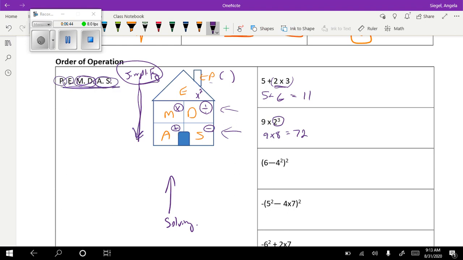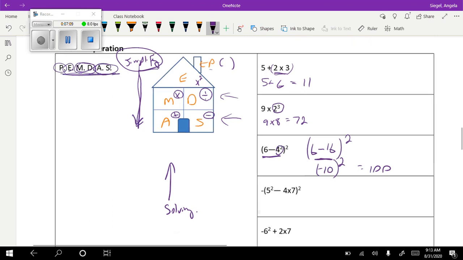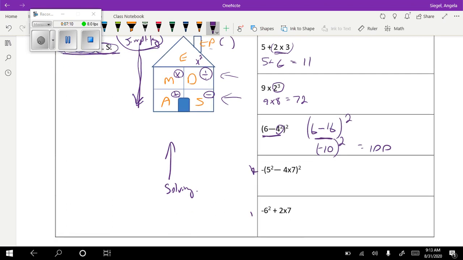Here we have a lot of things going on. We have parentheses. That's the first thing I noticed. But inside the parentheses, we have an exponent. So I'm going to do that first. So 6 minus 16 squared. Now I'm going to work inside the parentheses. So negative 10 squared is positive 100. Okay, so go ahead and try these two and see how you do.